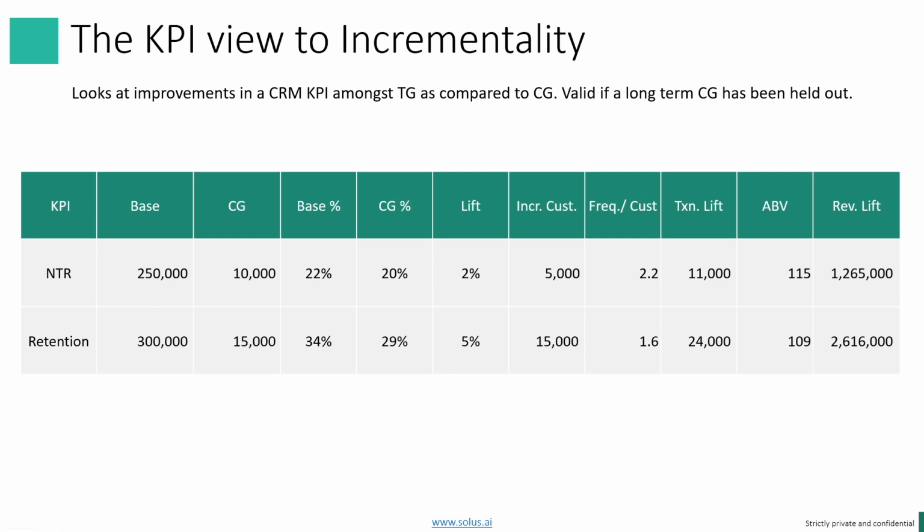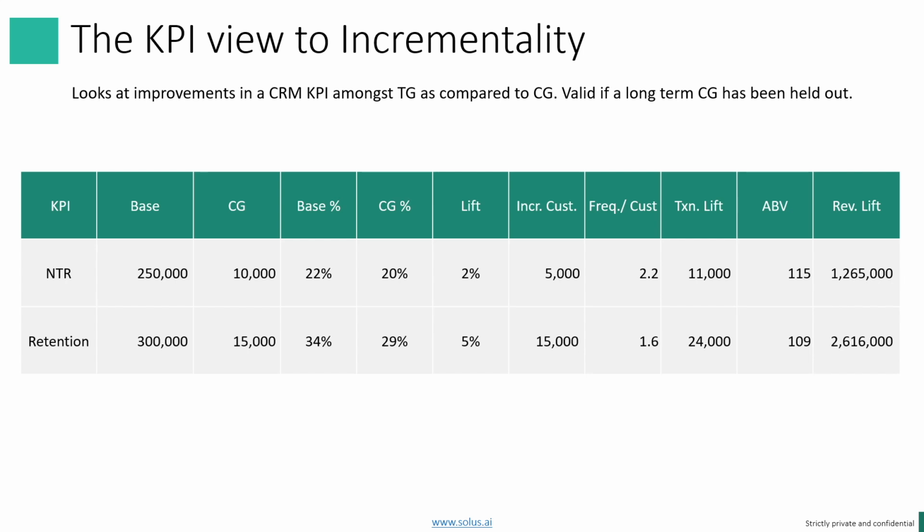So this requires a long-term control group. And if I had a new to repeat percentage of 22% for my base and 20% for my control, I can use this information to also arrive at how many more customers this meant, and so many more bills, and at the average bill value, so much more revenue. So it's a completely different way of looking at incrementality, nothing to do with campaigns, but CRM KPIs. I don't think one needs to choose between one and the other. They give you very different pictures. So it's just a healthy thing to have both in play.